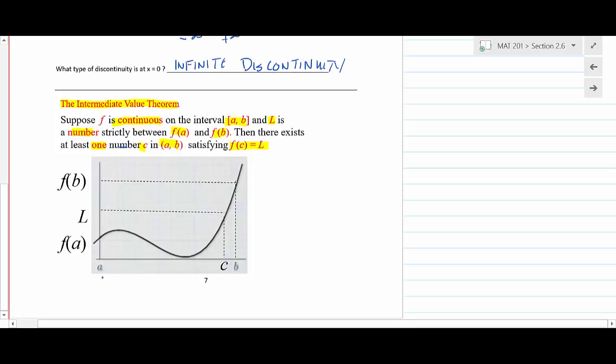Now this diagram should show this pretty clearly. You're looking at an interval from a to b, and you have a graph that's continuous. You can see there are no breaks in that graph. And f of a and f of b are different values. This would be f of b, that's the y value, and f of a would be the y value at a. And L is just some number. If you drew over to the function and down, that would force c to be in the middle. So c is in the interval a to b, between those two like that.